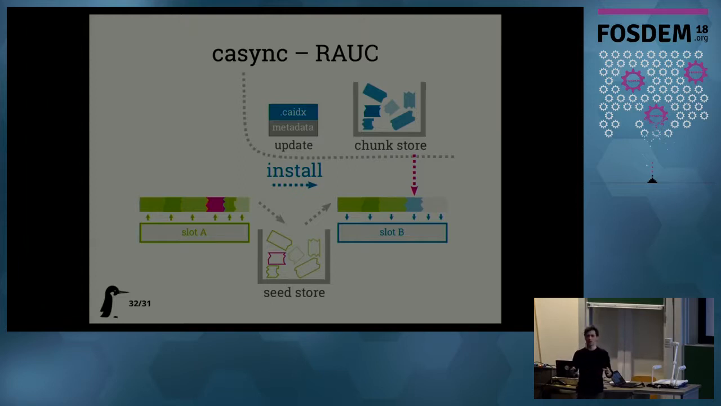And only for these chunks that differ from the current one, we have to make a remote access and call this small chunk from the chunk store server. So this is basically how it works.